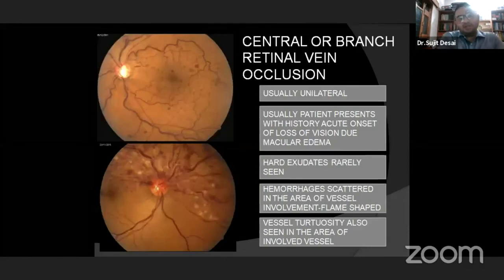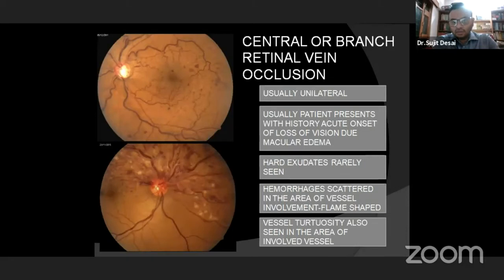The second condition that can mimic diabetic retinopathy is central or branch retinal vein occlusion. Usually they can occur as an isolated event or in combination with conditions like diabetes or hypertension. They are most of the time unilateral. Usually the patient presents with a history of acute onset of loss of vision due to macular edema. Hard exudates are rarely seen in the acute phase because they are a sign of resolving retinal edema. Hemorrhages are scattered in the area of vessel involvement, and most of the time you see flame-shaped hemorrhages.